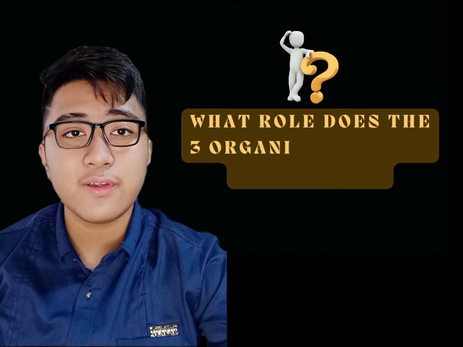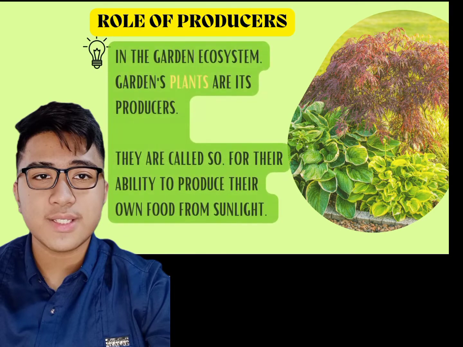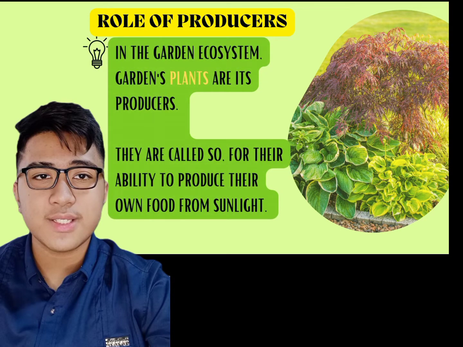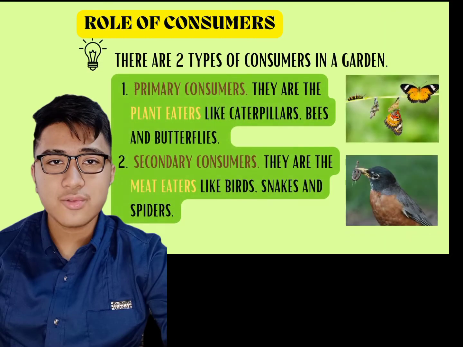What role do these organisms have in a garden? The role of producers. In the garden ecosystem, garden plants are its producers. They are called so for their ability to produce their own food from sunlight. While the plants in a garden might be the end result of a gardener, they are the foundation of a garden's ecosystem.